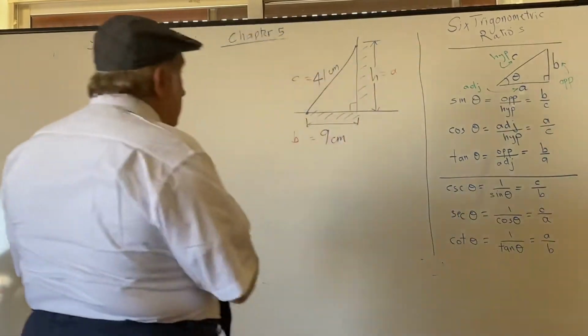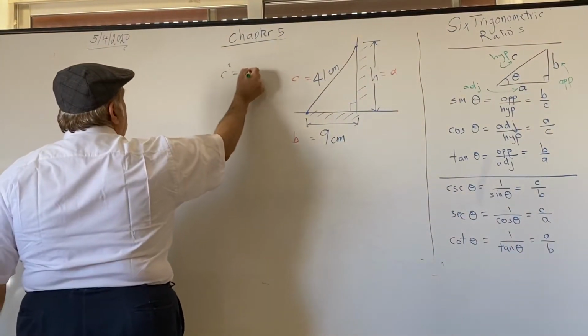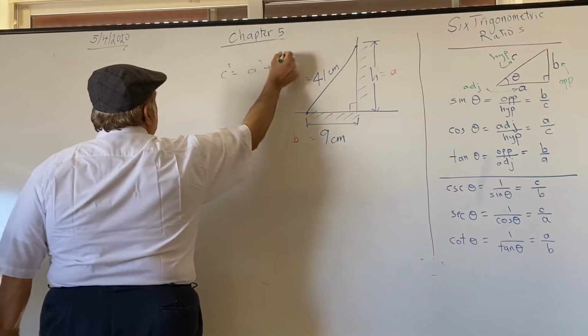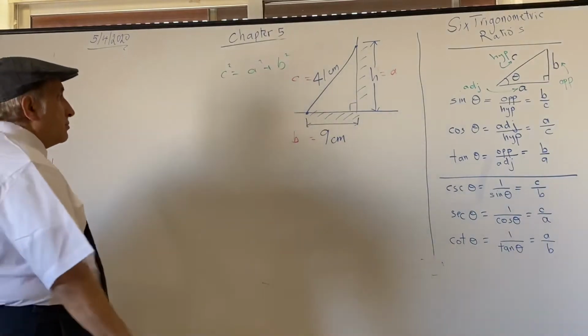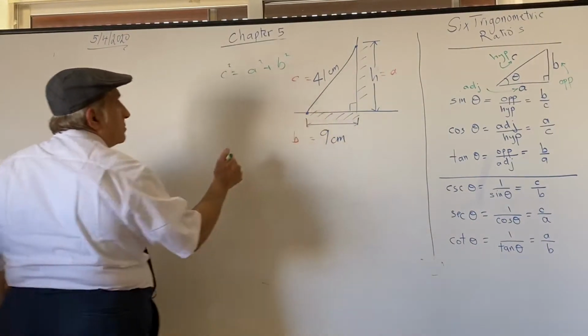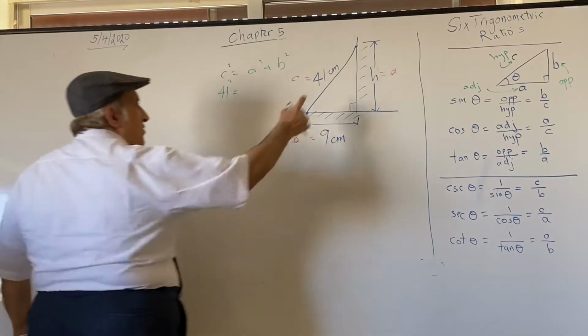My advice, put the rule. Plug in anything that's related to the rule. What is C? It's 41 squared.